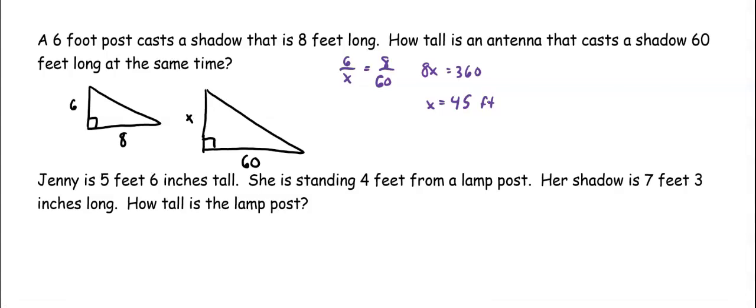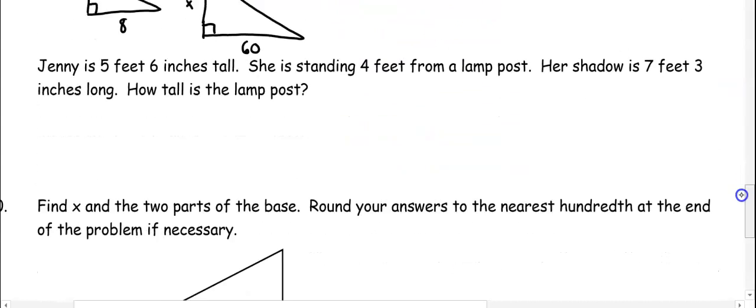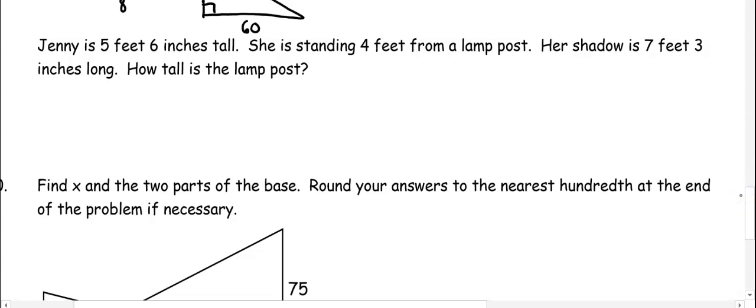In number 6, Jenny is 5 feet 6 inches tall. She is standing 4 feet from a lamppost. Her shadow is 7 feet 3 inches long. How tall is the lamppost? So we are going to have a lamppost and Jenny, and we can create a triangle here.